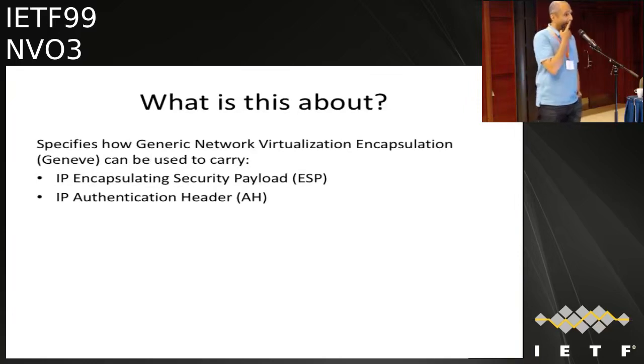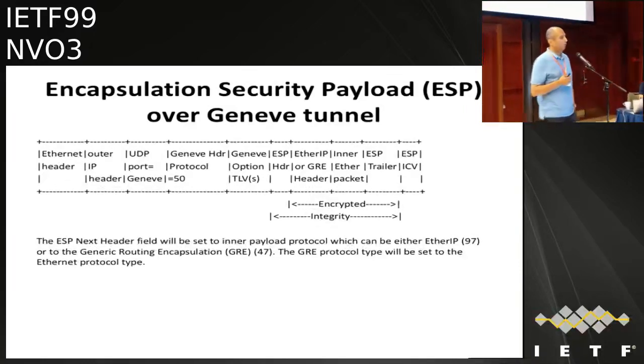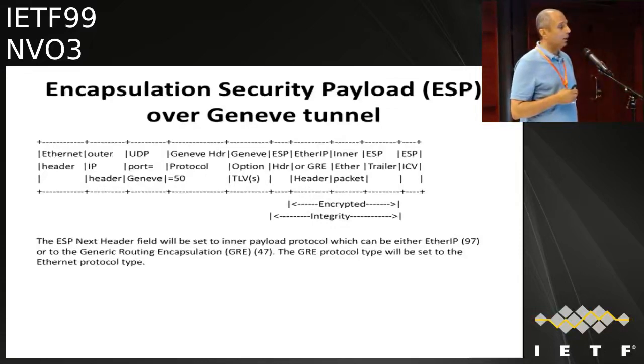This is the frame format for carrying ESP over a Geneva tunnel. We have shown here the outer IP and the outer Ethernet header, of course the UDP header for Geneva, followed by the Geneva header. The next protocol in Geneva will be 50, which is ESP. Then we have the options, then the ESP header, and then the inner payload. Given that the inner payload could be layer 2, we need another header to carry the layer 2, which most likely will be the case here. This is why we need an EtherIP header of 2 bytes or a GRE header of 4 bytes.